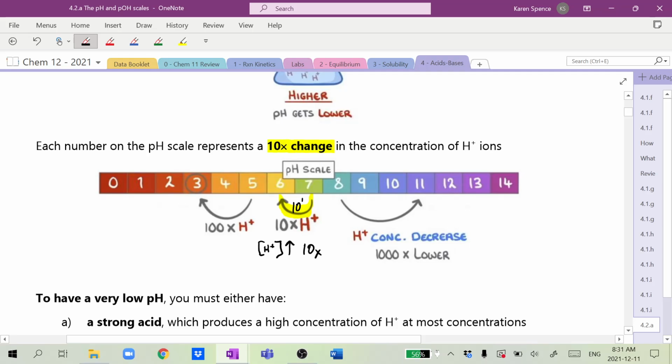Now, if we have our next example, you can see pH is changing by 2 units. It's decreasing by 2 units. Therefore, hydrogen must be increasing by 10 to the 2. So in other words, it increases by 100 times.